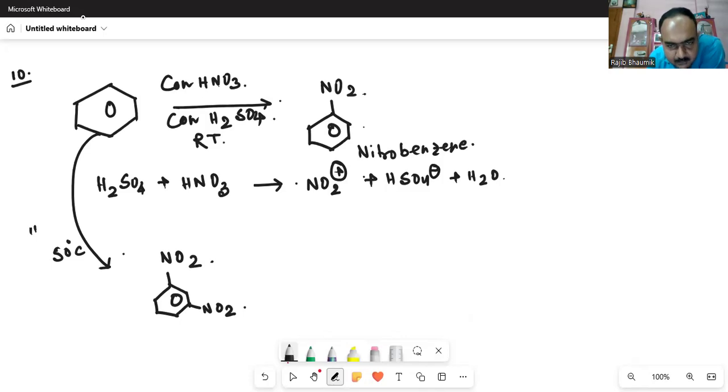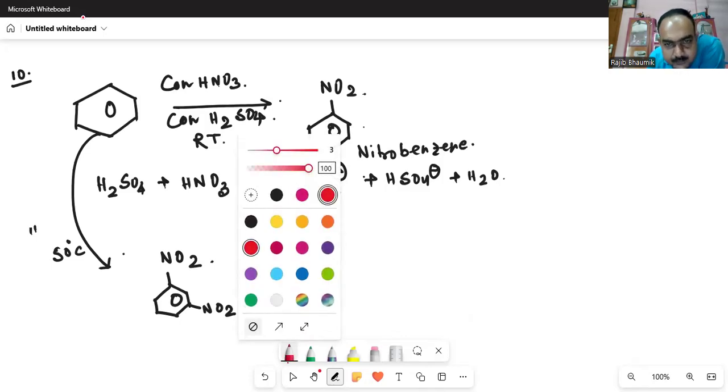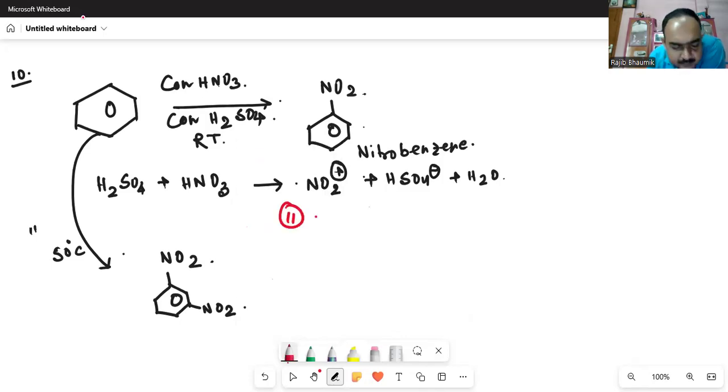Question number 11. 11 में क्या बोला है, toluene is treated with hot solution of potassium permanganate. It is very important. टोलुइन हम लोगों ने क्लास में किया था. This is very important. Toluene is treated with alkaline hot KMnO4. So this is very simple actually.